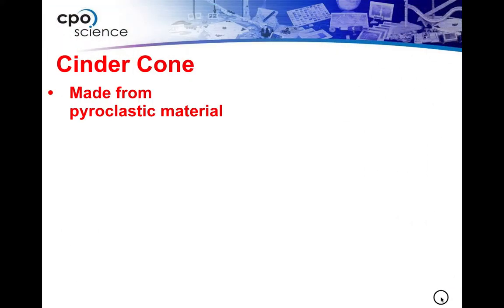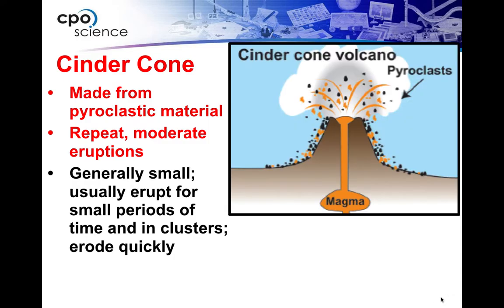Last type of volcano is a cinder cone volcano. Cinder and ashes. Cinder cone volcanoes are made from only pyroclastic material, so you're just having these repeat moderate eruptions over and over and over again. They're usually not that large. They usually erupt for small periods of time. They're also usually in groups of them, but because they're just made of this pyroclastic material, think of this like volcanic ash, they don't last long. So think about wind, rain coming along, it's going to be easily carried away.